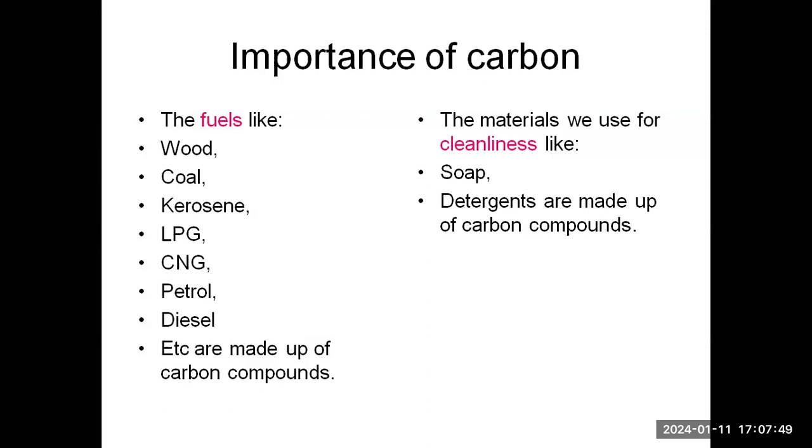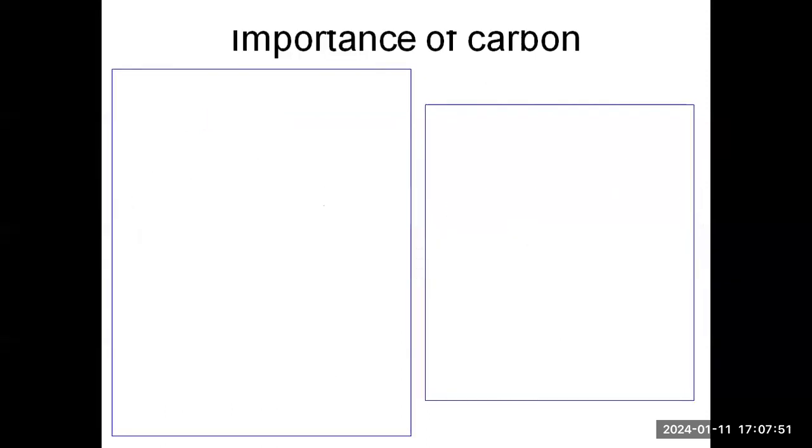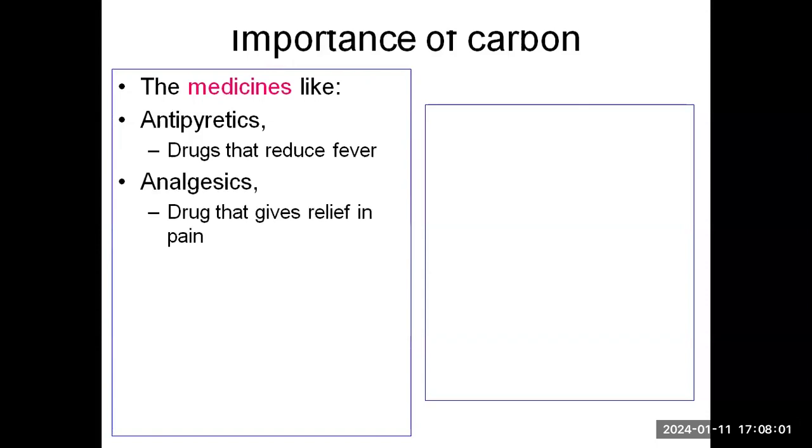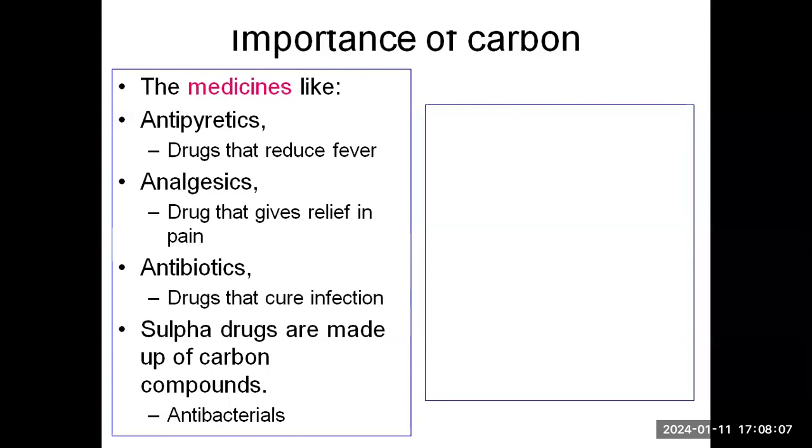So it's surprising how it is that all these substances have carbon in them. The list is not over yet. You can see the medicines. Antipyretics are the medicines which reduce fever. Analgesics are pain relievers. Antibiotics are the ones which fight infection. Sulfur drugs are also antibacterials in nature. They all contain carbon in them.